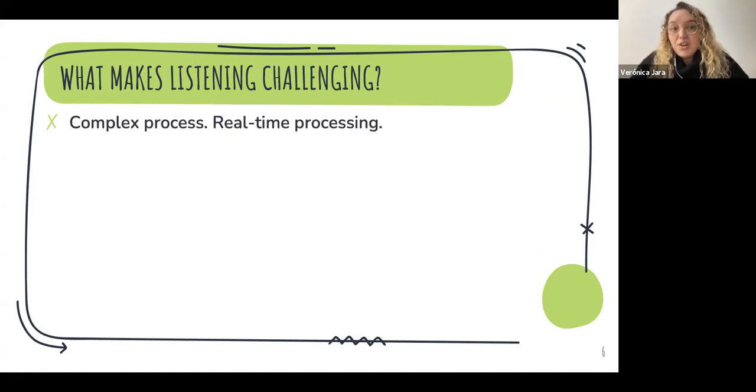First of all, we all know it's a complex process. It requires real-time processing. It's not like reading where you can stop reading, go back, read again, right? You can't see the speaker unless you're watching a video. So we don't have the body language, the facial expressions, right? That poses a challenge as well.